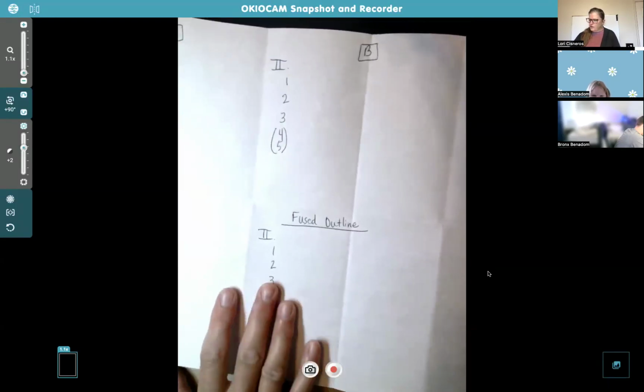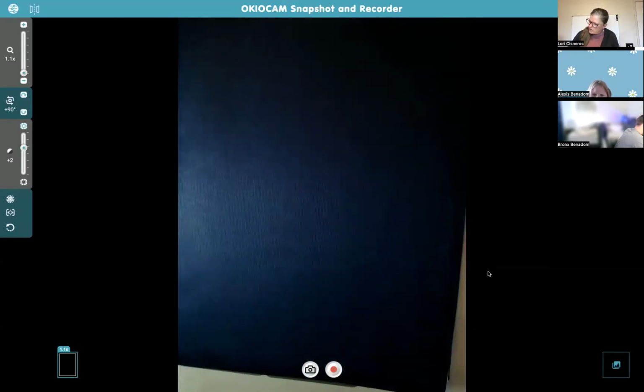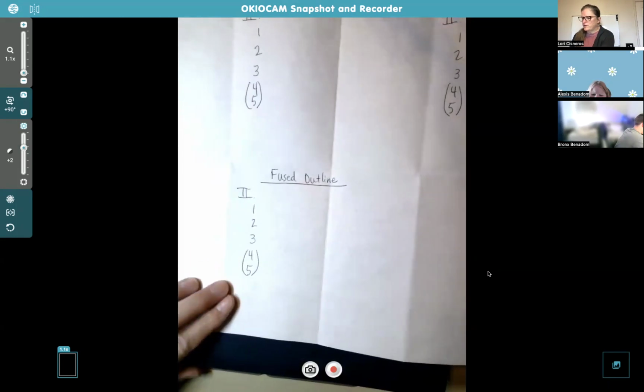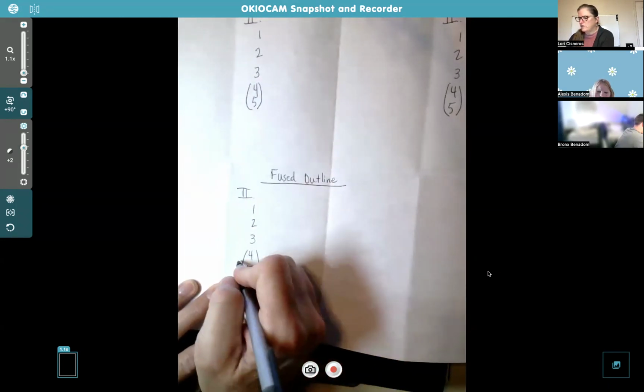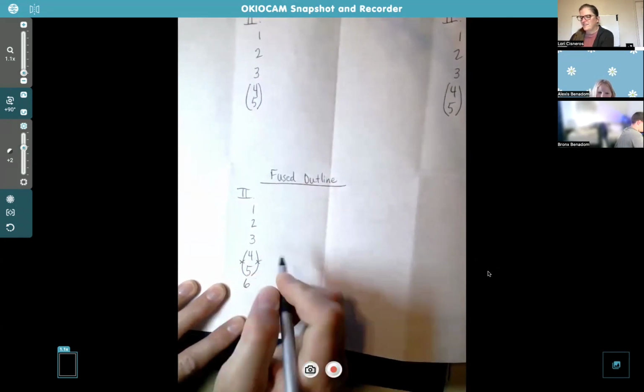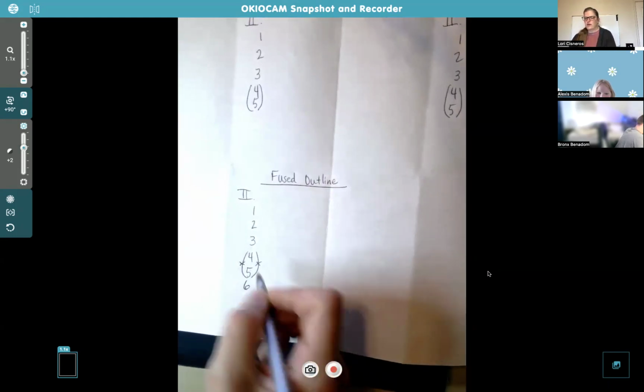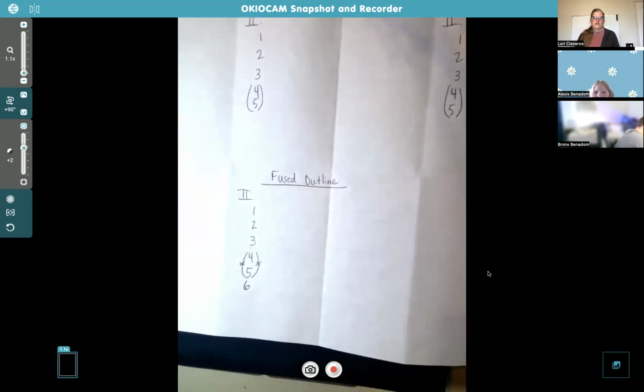Oops, you know what? I did the fused one wrong. It's supposed to be 1 through 6, and ignore those. I used pens, so ignore those parentheses there, because the fused actually has 6. I messed up on that.